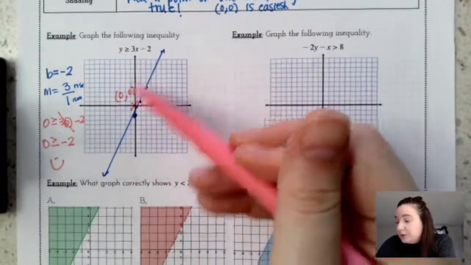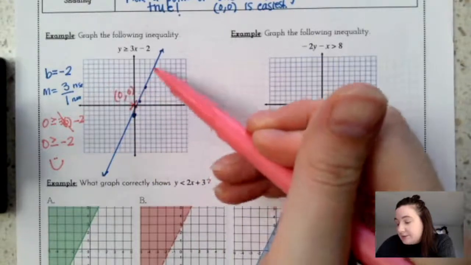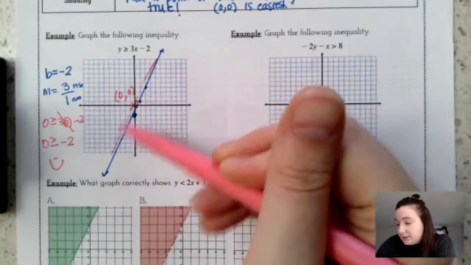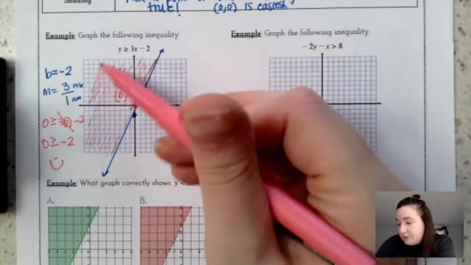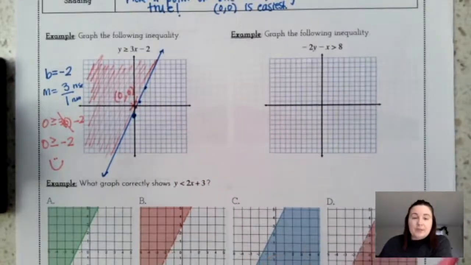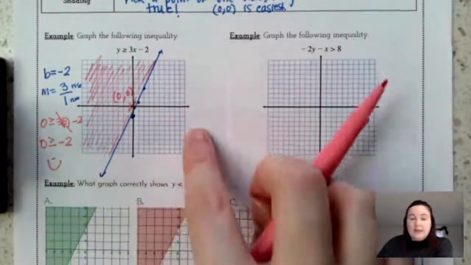So we do shade on the same side as 0, 0. So wherever, like toward where the x was. You kind of just scribble through to shade that whole side. If it was not true, we would shade the opposite.